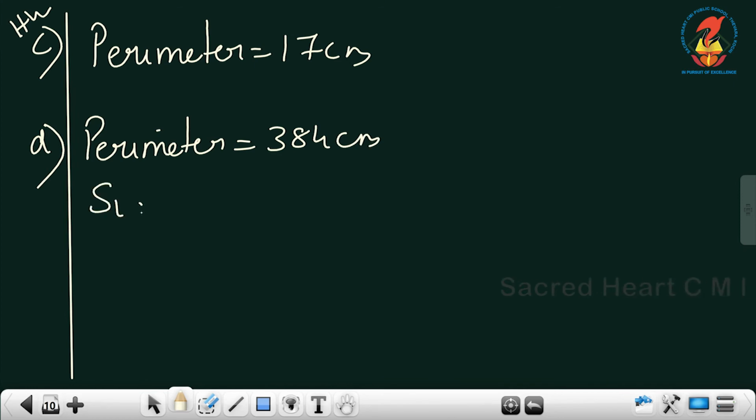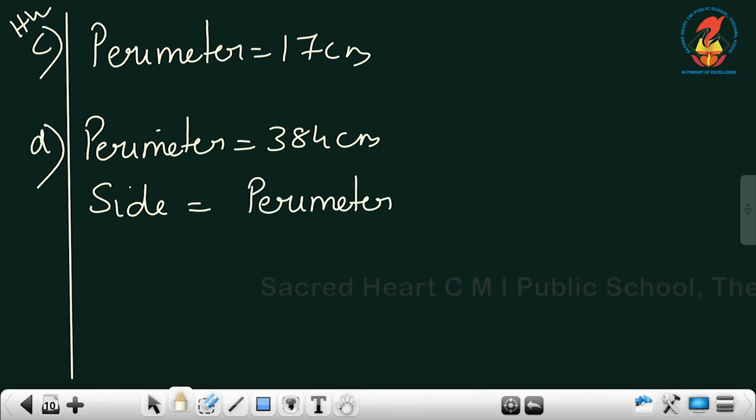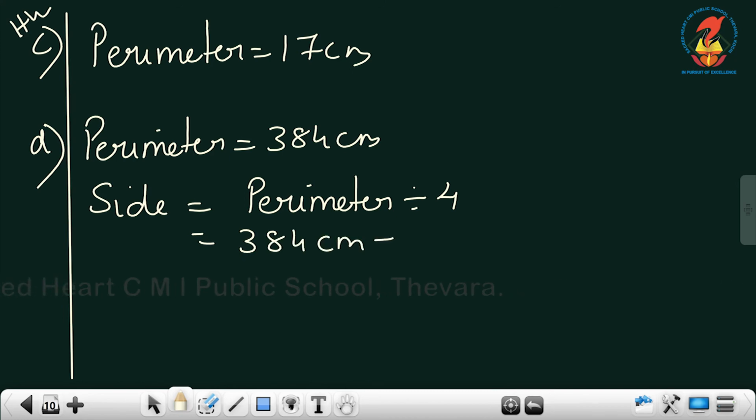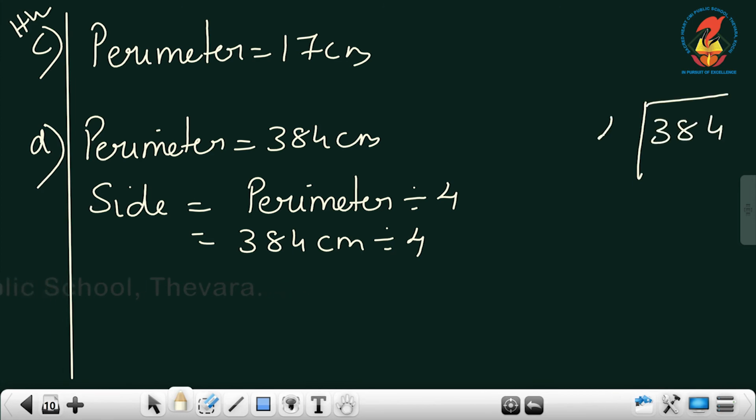So they have asked you to find the side. So how to find out the side? Side is equal to perimeter. Side equal to perimeter divided by 4. How much is the perimeter given? 384 centimeter divided by 4. Divide it in the working column. 384 divided by 4.